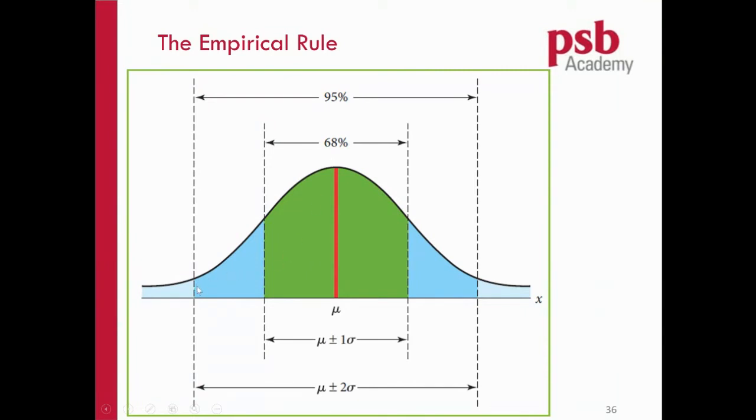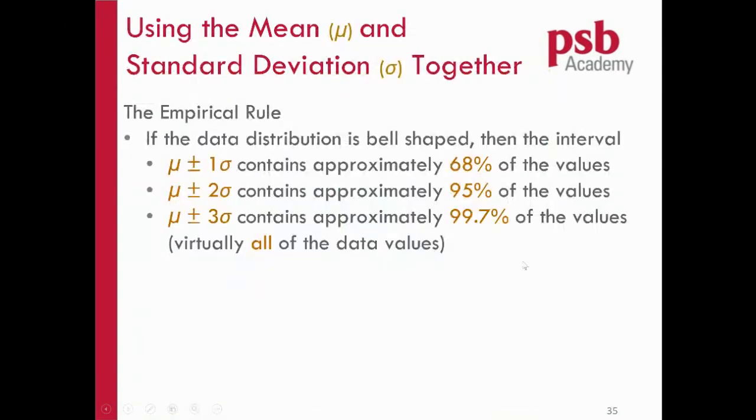From here all the way to here, 2 steps to the left, up to 2 steps to the right, the area covered here is 95%. So what about the third? From the third to the third, the area will be 99.7%. Okay, so this only applies if the shape is bell shape. If it's not, then it's not this number.